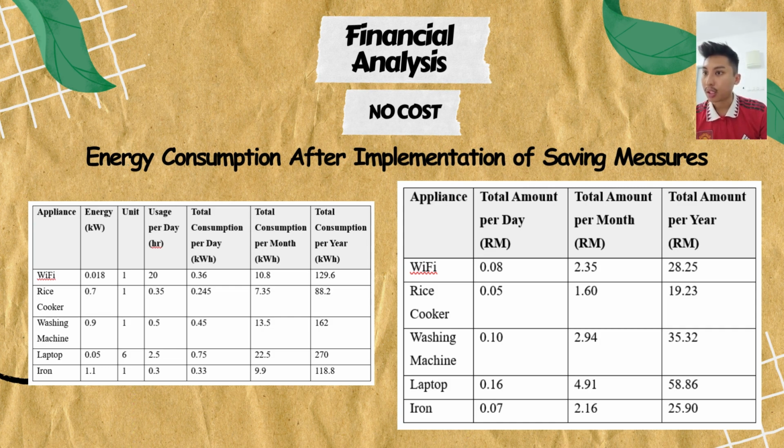Lastly, iron reduced to just 0.3 hours per day, which can be implemented by ironing clothes in large batches, which saves heating consumption and brings down the average total consumption, the whole usage of the iron. This totals up to only RM 25.90 of consumption per year.